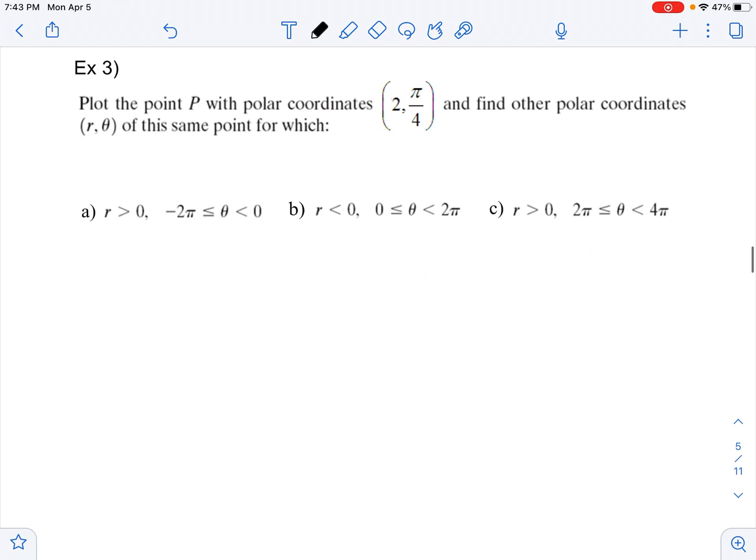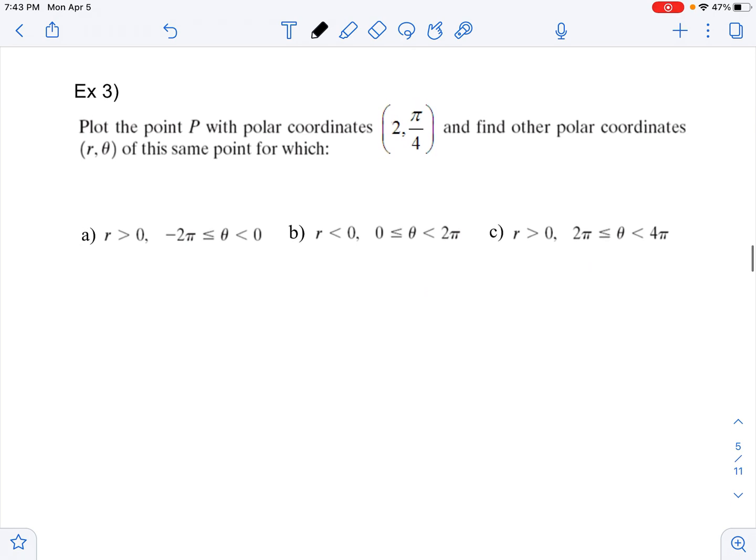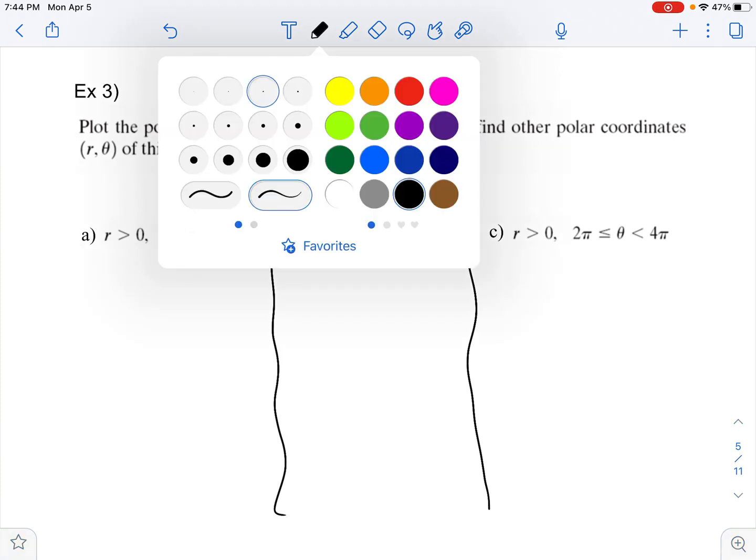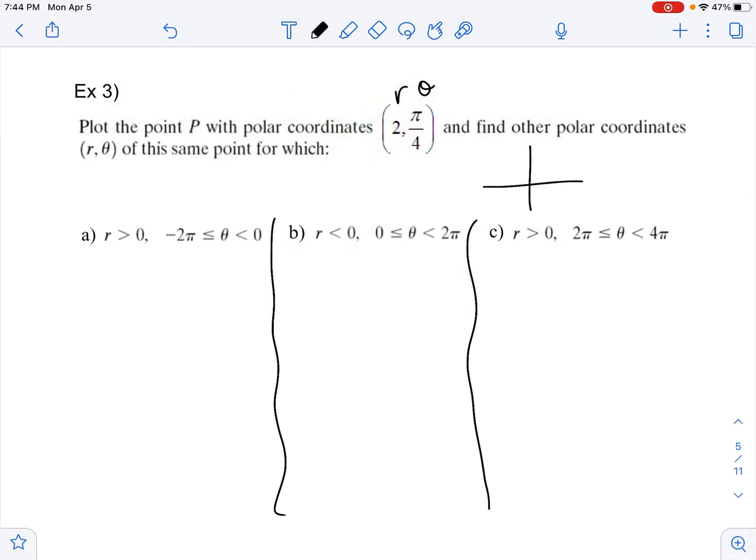All right, so some of the problems that you're going to have on your homework have these directions. It says plot the point P in polar coordinates. And again, remember that's r and theta, 2 comma pi over 4. And then find other polar coordinates r comma theta of the same point for which, and then we have 3 different scenarios here.